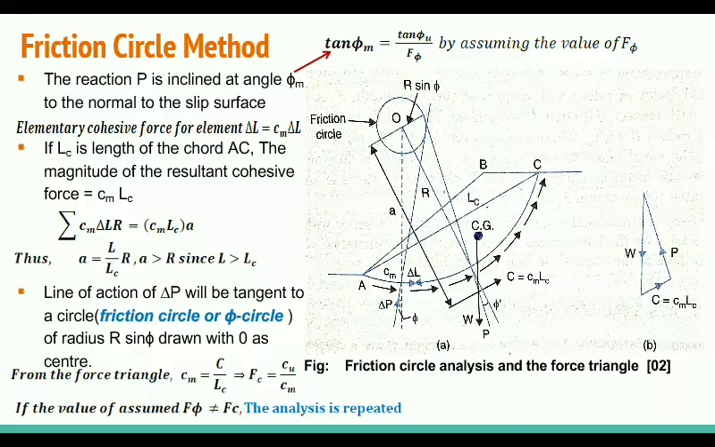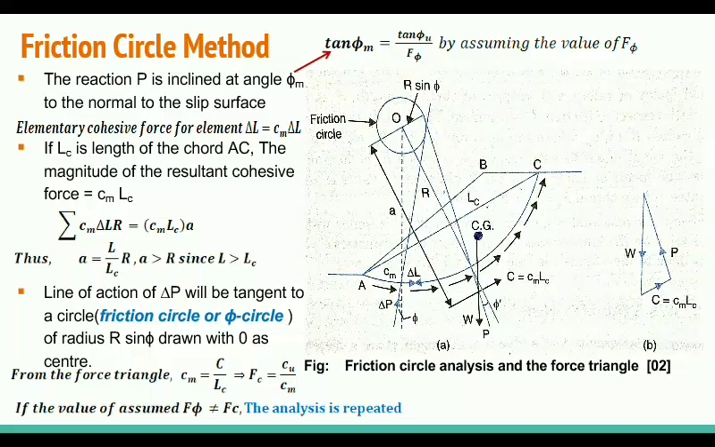In this friction circle method you have to remember three things. First, the three forces W, P, C and their angles, and the Cm into LC. We assumed a resultant cohesive force acting parallel to the chord AC, and we calculated the distance A, the position of the Cm into LC cohesive force from O. We got A greater than R, meaning this intersection point will be outside the slip circle. These three things are important to understand the friction circle method.